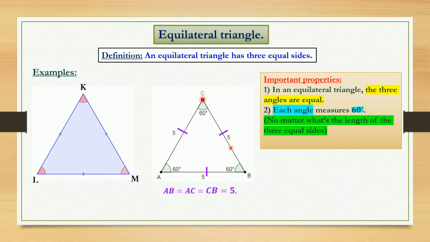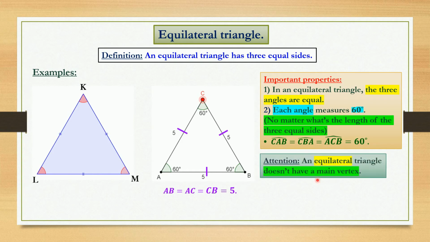In this figure, let's get back to it. We have angle CAB equals angle CBA equals angle ACB equals 60 degrees. Now attention, an equilateral triangle doesn't have a main vertex. In an isosceles triangle, we had two equal legs and the third side had a different length. Here, no, we have three equal sides, so we don't have a main vertex, because the main vertex is the intersection of the two equal sides. In fact, the three vertices here are all main vertices, so we don't have a specific main vertex.